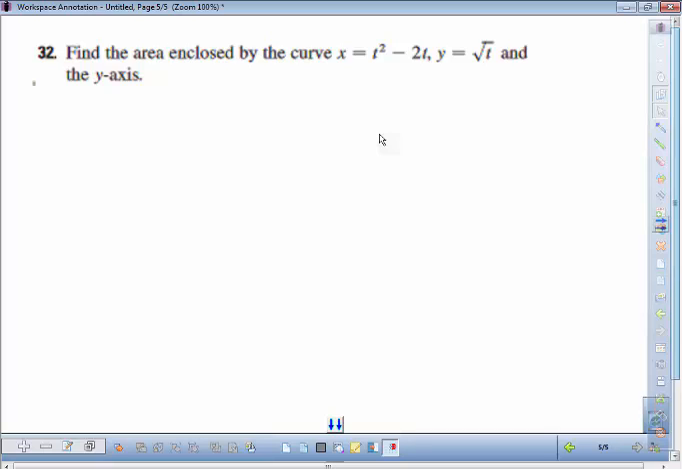All right, find the area enclosed by the curve x is equal to t squared minus 2t, and y is equal to the square root of t, and the y-axis. So I have to figure out where it crosses the y-axis. When I'm talking about an axis, x or y, one of the variables is equal to 0, right? So it crosses the y-axis, which variable is equal to 0? x is equal to 0. So that might give me a hint as to what values of t to look for.